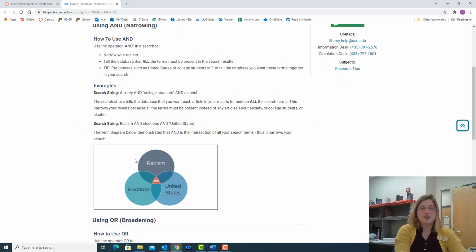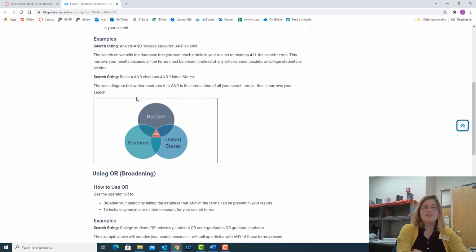So the example they give here is anxiety, college students, and alcohol. If you're looking at every article that talks about anxiety, and every article that talks about college students, and every article that talks about alcohol, separately, you're going to find a lot of information. But if you're looking only for the articles that include all 3 of those terms, it is going to narrow your search. So instead of being all of the articles that would fit anywhere within this diagram, you're only finding the ones that include all 3 terms. And that will help you narrow your search term.